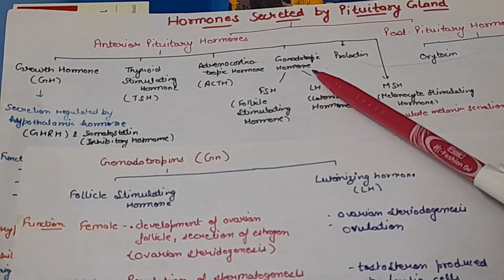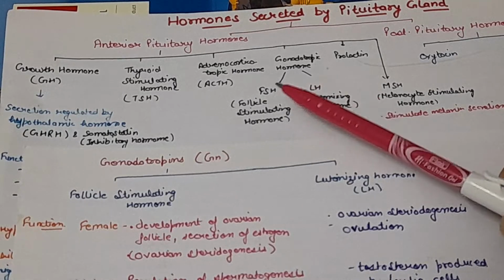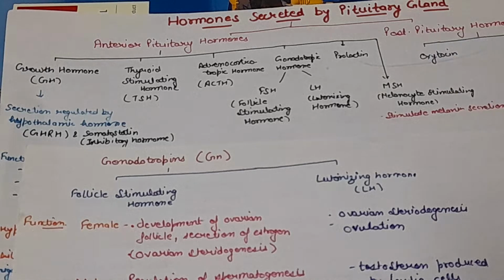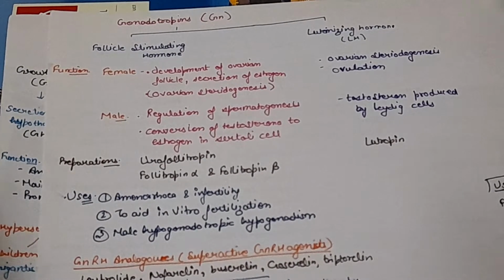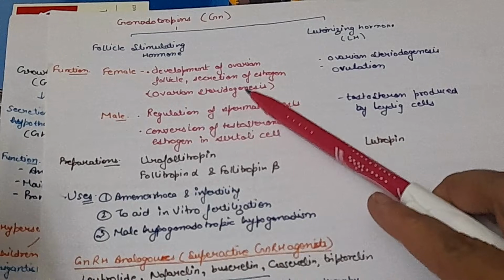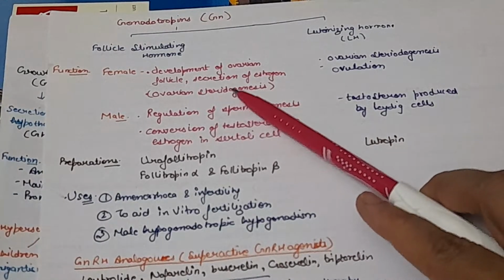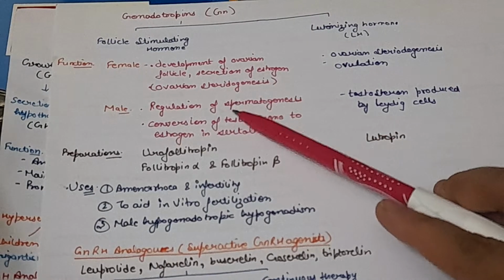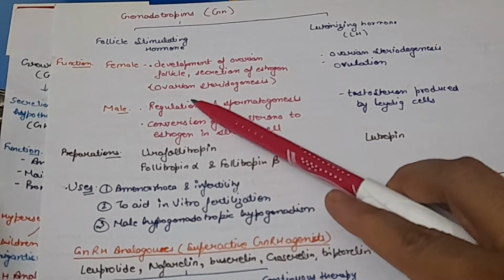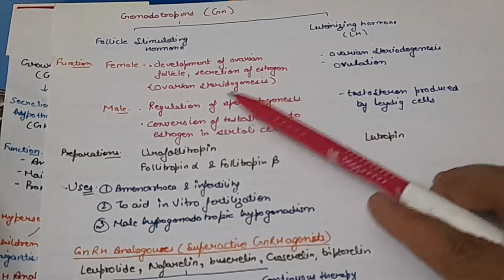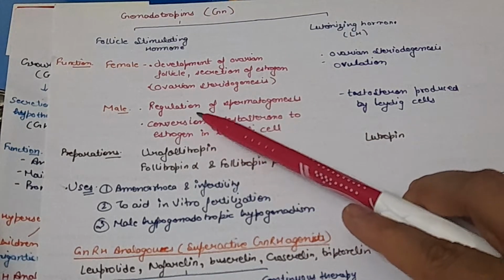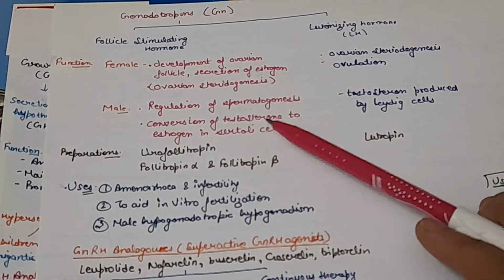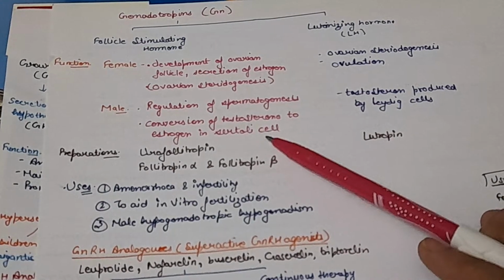Gonadotropic hormones secreted from the anterior pituitary lobe are FSH, that is follicle stimulating hormone, and LH, that is luteinizing hormone. The function of follicle stimulating hormone in female is that it helps in development of the ovarian follicle and secretion of estrogen, meaning it is responsible for ovarian steroidogenesis. And in male, FSH stimulates and regulates spermatogenesis and conversion of testosterone to estrogen in Sertoli cells.